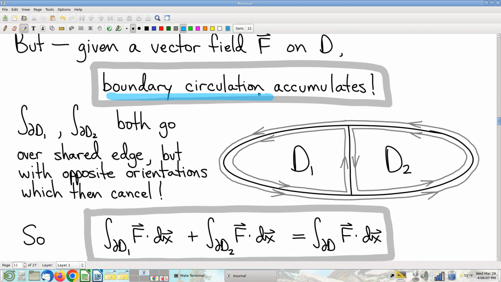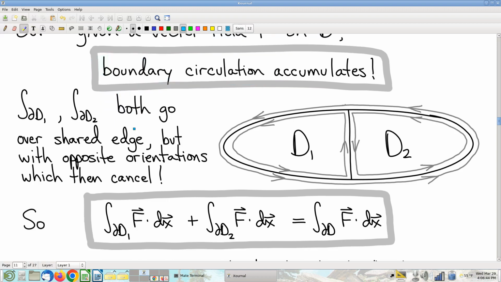Recall circulation. Circulation means vector line integral around a closed curve. Boundary circulation, specifically, this is just a verbal reminder that we're thinking of this on a curve that is literally a boundary of a region, and furthermore, that we are thinking of boundary circulation as something that we associate to the area that you're going around the boundary of. So I claim that boundary circulation accumulates, unexpectedly. Let me try to persuade you this is true.